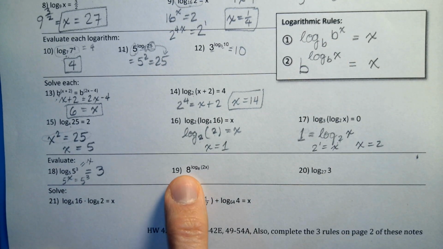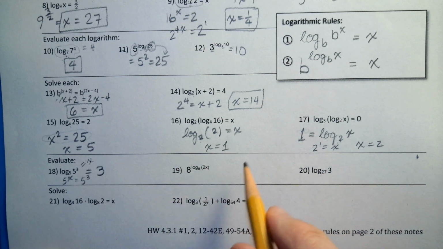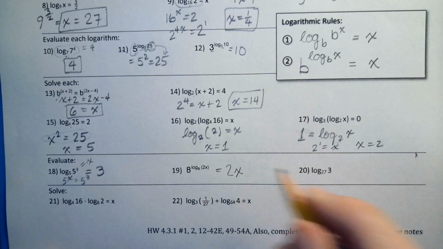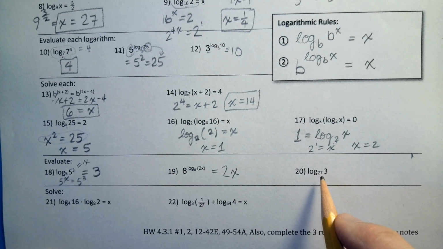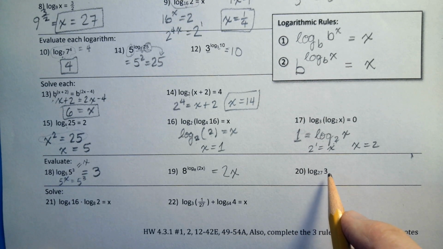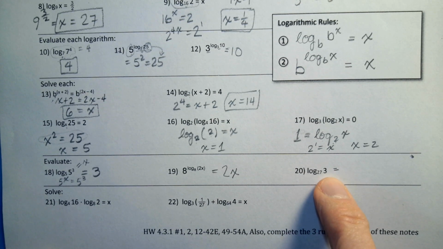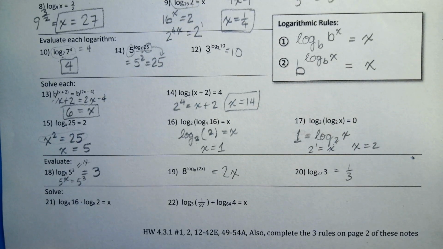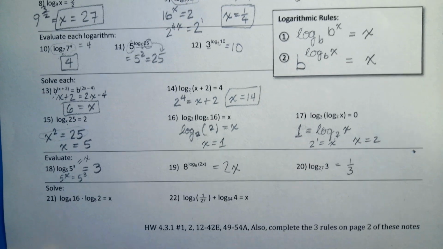All right, what's this one? 8 raised to the log base 8 of 2x. Again, that's this rule. So this is just equal to 2x. All right, and the last one. Log base 27 of 3 equals what? So that means 27 raised to what power equals 3? And hopefully you see that that's 1/3, right? So that's the cube root of 27. 27 raised to the 1/3 is the cube root of 27. That's equal to 3. Okay.